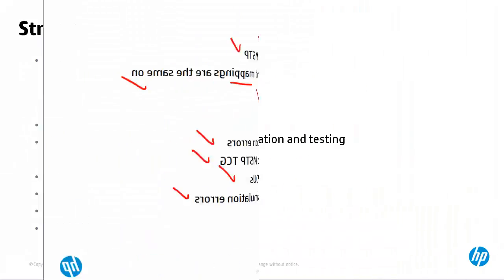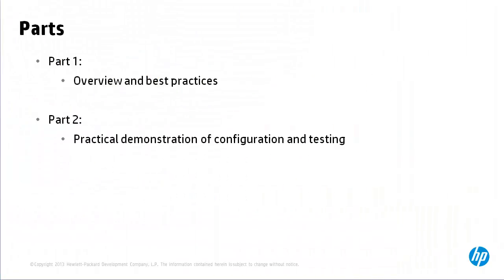blocking and forwarding. That concludes this first part, explaining the configuration and best practices of multiple spanning tree on HP Comware and Cisco switches. In the second part, we'll continue the discussion with a practical demonstration of the configuration and testing of spanning tree on both Comware switches and Cisco switches.